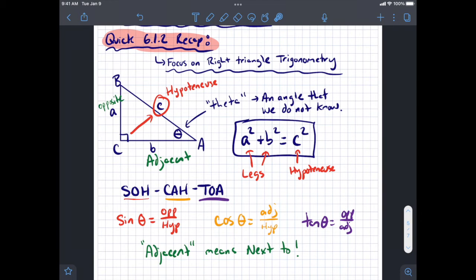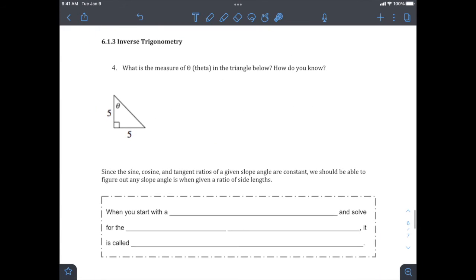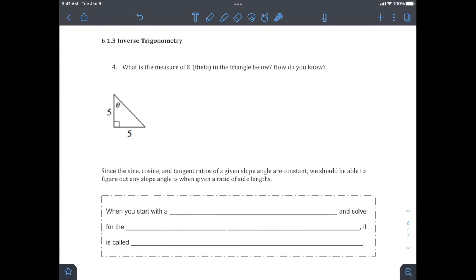You can pause here if you need to catch up in terms of notes, but we're going to move on to 6.1.3 now. So for 6.1.3, again, inverse trigonometry is our focus. The question is, what is the measure of theta in the triangle below, and how do you know? So we notice that this is a triangle that has two legs that are both 5. It has a 90-degree angle here, and we're trying to find theta.